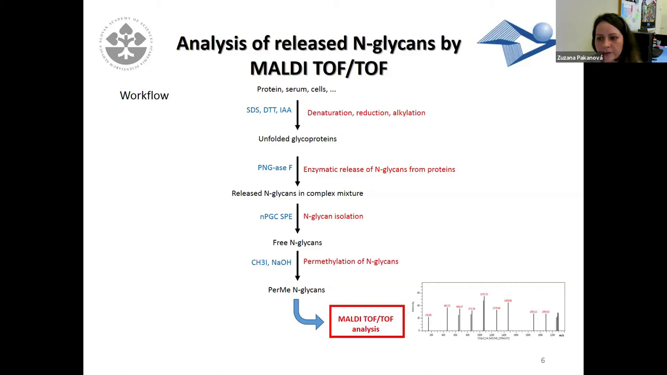For this purpose, we use a non-porous graphitized carbon solid phase extraction. So we will get rid of everything else and we will isolate the free N-glycans. And as I already mentioned, we have to increase the signal intensities in mass spectra and avoid in-source fragmentation that happens in mass spectrometry many times. So for this, we have optimized the strategy of permethylation. And then the last step is MALDI-TOF-TOF analysis.